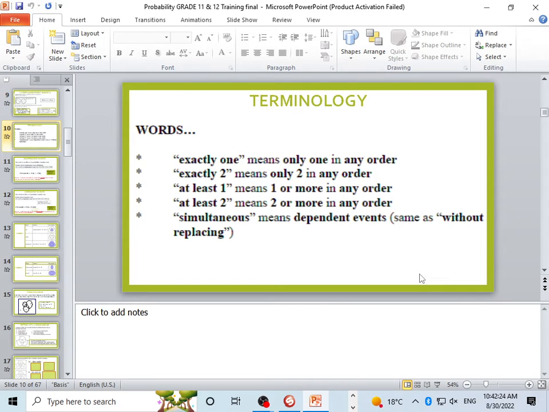Words. Exactly 1 means only 1 in any order. Exactly 2 means only 2 in any order. At least 1 means 1 or more in any order. At least 2 means 2 or more in any order. Simultaneous means dependent events. Same as without replacing.